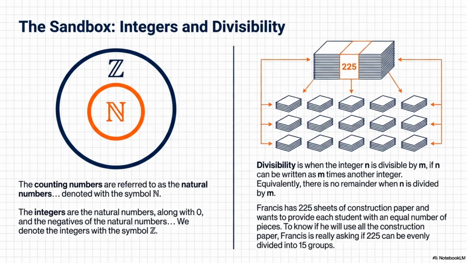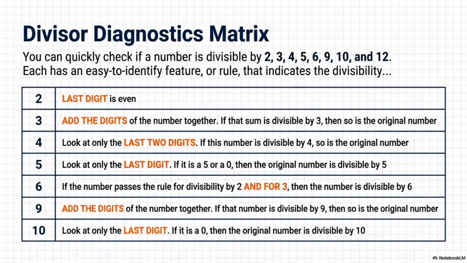Spot on. But wait, before we break numbers apart, how do we know if one number easily fits into another, without just doing long division for 10 minutes? Well, divisibility rules are those shortcuts we all learn in grade school. Like, if a number ends in an even digit, it's divisible by 2. Right, or if it ends in a 0 or a 5, it's divisible by 5. Yeah, those are the visual ones.